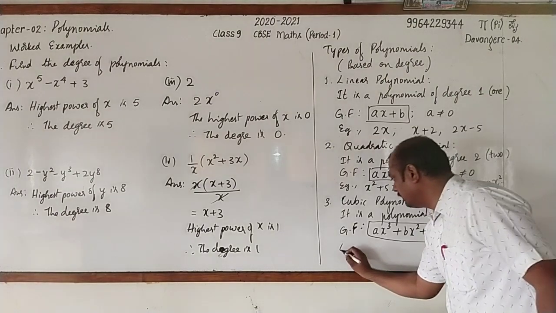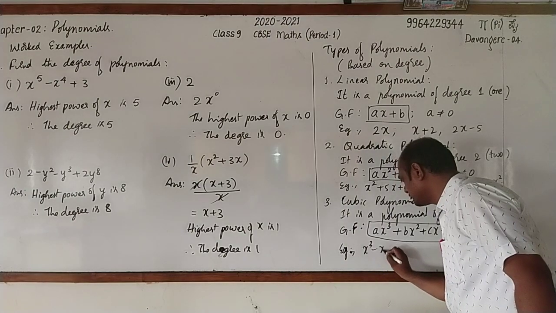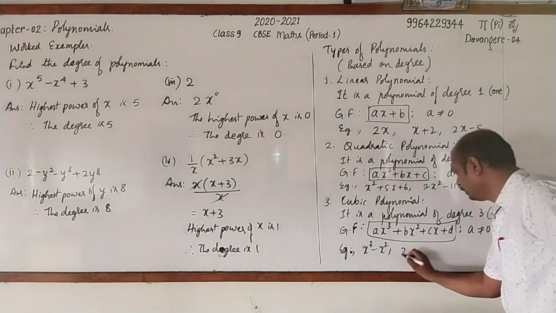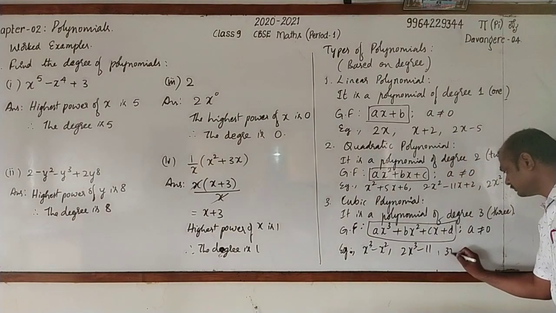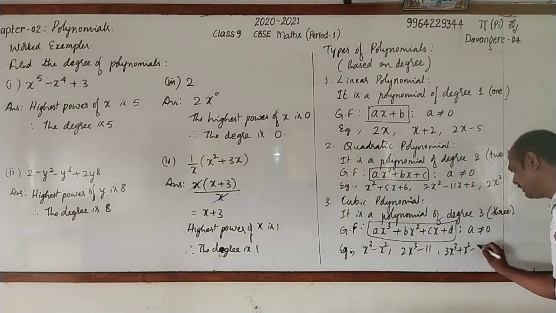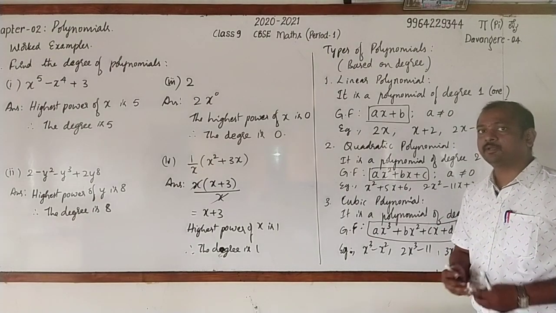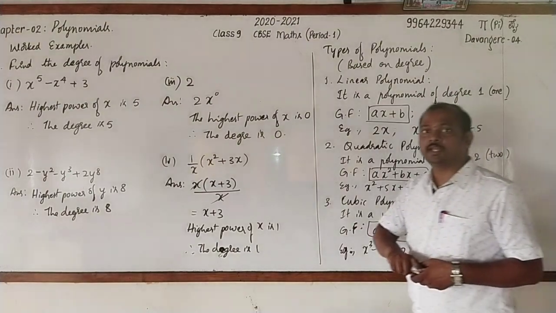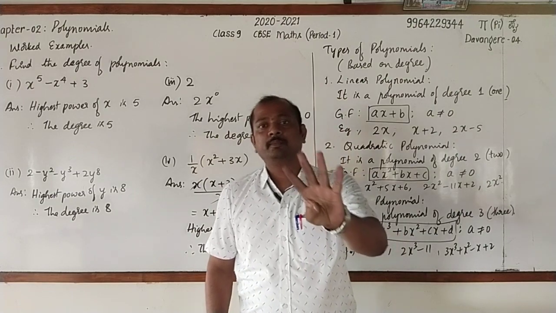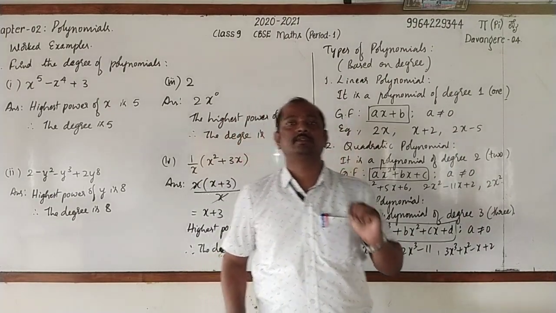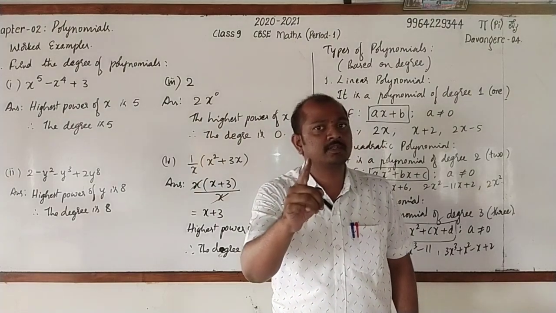And examples are x cube minus x square, 2x cube minus 11, then 3x cube plus x square minus x plus 2. All these are examples for cubic. Dear students, two more are there. What are those? What do you call a polynomial of degree 4? It is biquadratic polynomial. Can you write the general form yourself?